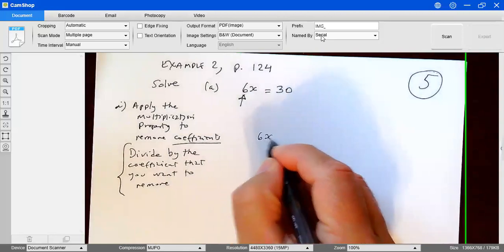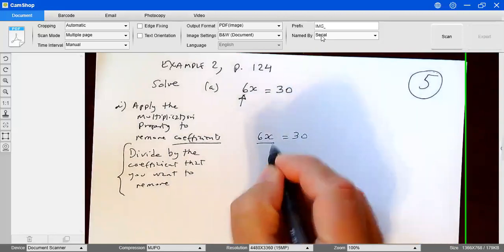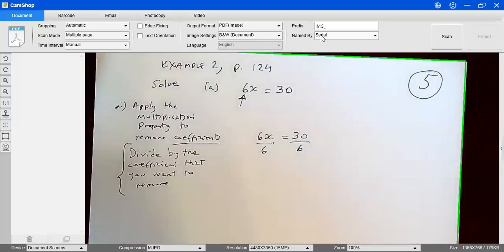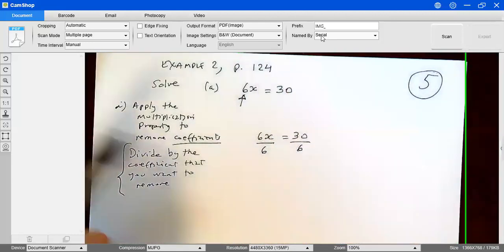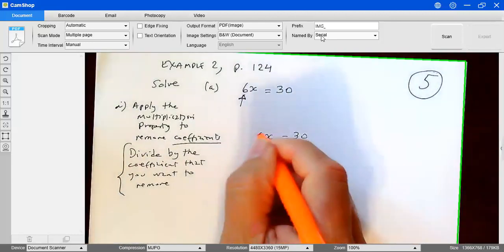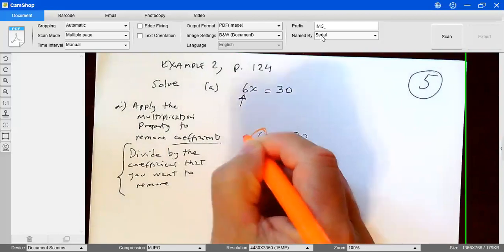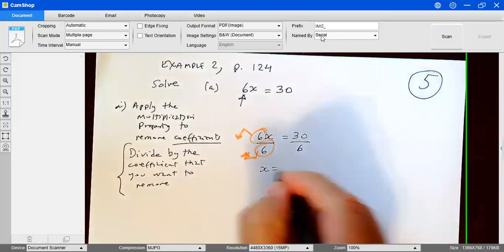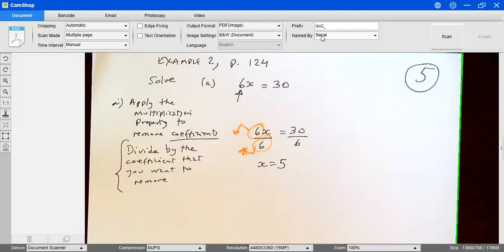So if I have 6x equals 30, I'm going to divide by 6 here, and I'm going to divide by 6 on the right-hand side. By doing that, you're able to cancel these two. So you get x equals 30 over 6, which is 5. Remember, if you want to remove denominators, you multiply by the denominator that you want to remove. If you want to remove coefficients, you divide by the coefficient that you want to remove.